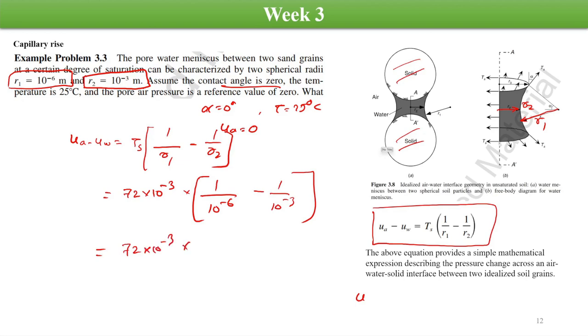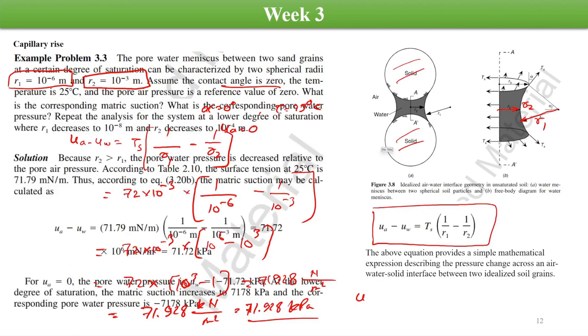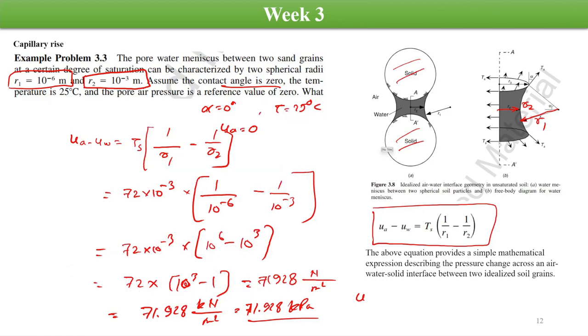So that we can write 10 to the power 6 minus 10 to the power 3. And if we solve it, we'll obtain 72 into 10 to the power 3 minus 1, which is 71928 Newton per meter square. If we convert it to kPa, that's going to be 71.928 kilonewton per meter square, or 71.928 kPa. Fine. So we have determined it as 71.928 kPa.